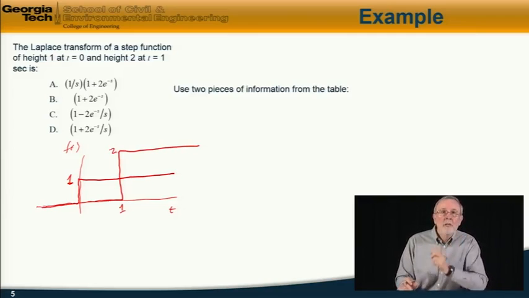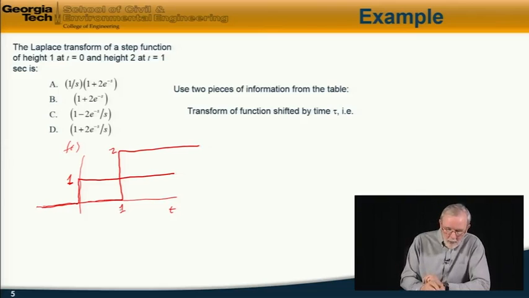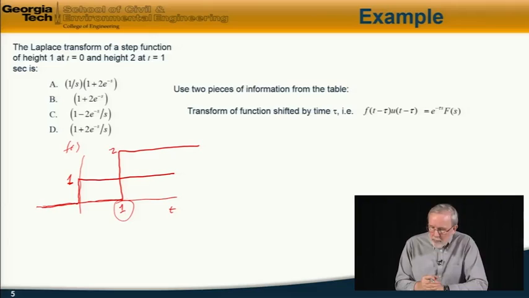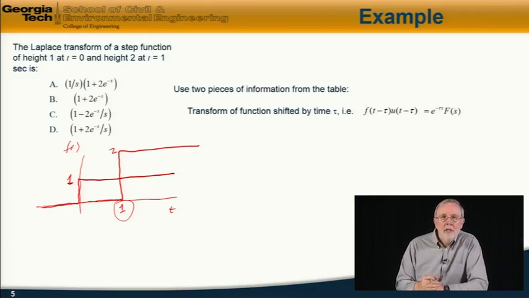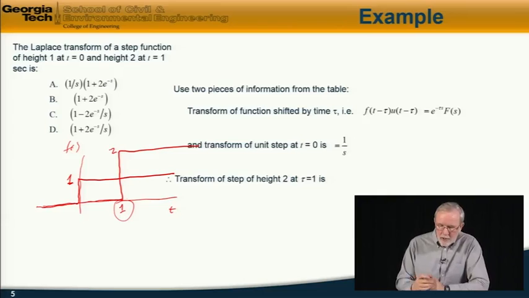Well, here we're going to use two pieces of information from the table. First of all, the transform of a function shifted in time by a time tau, where tau in this case is 1 second, is equal to e to the minus tau s multiplied by the Laplace transform of the original function. And furthermore, the transform of a unit step at time t equals 0 is 1 over s, which we obtained from the table. So therefore, the transform of a step of height 2 at time tau equal to 1 is e to the minus s times 1 over s multiplied by 2.